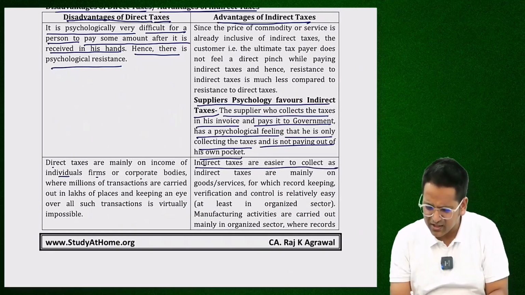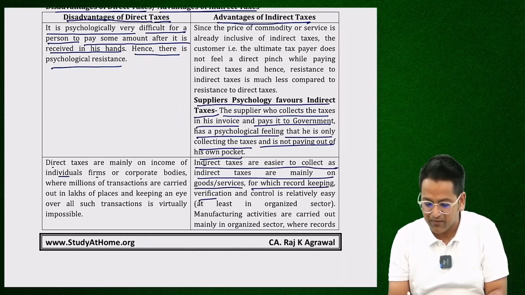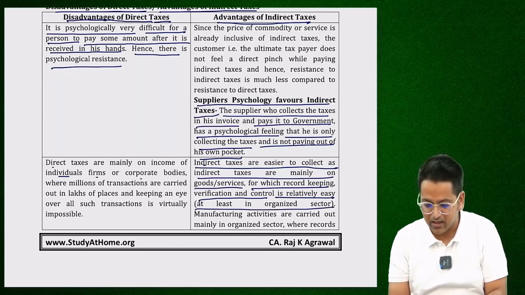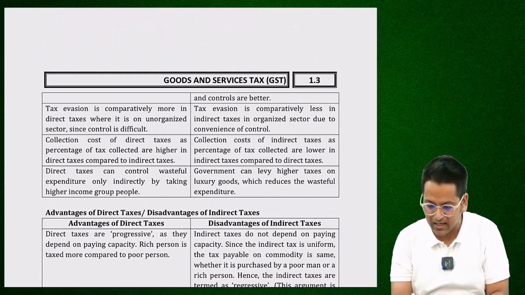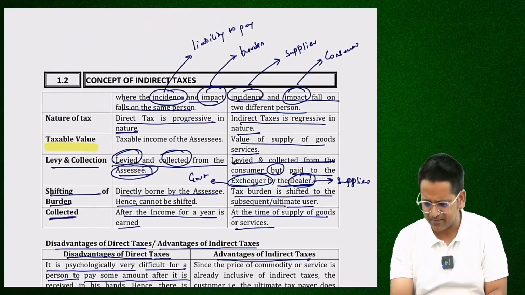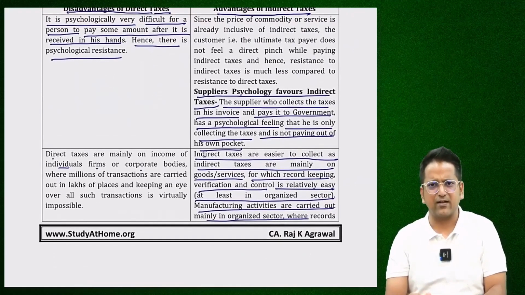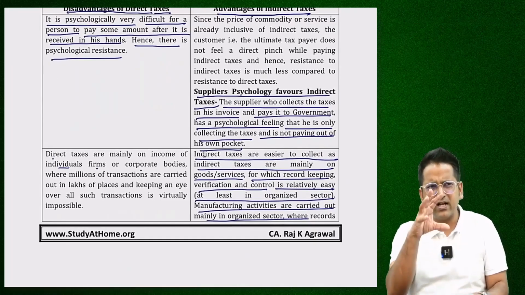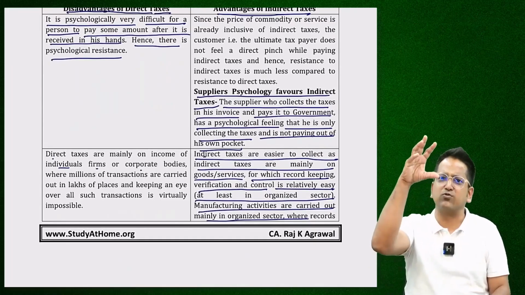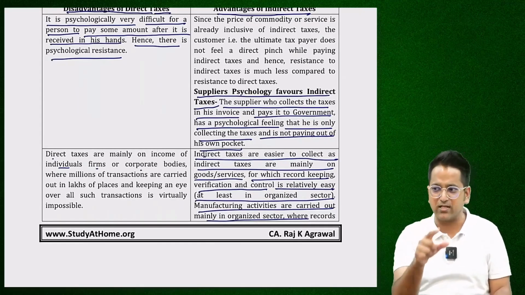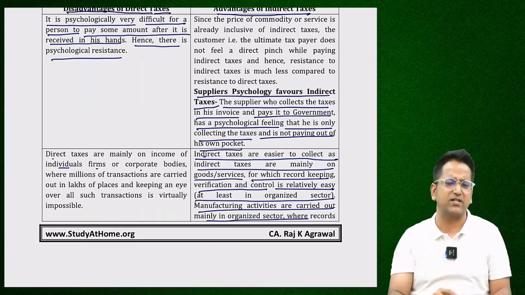Indirect taxes are easier to collect as they are mainly on goods and services, for which record keeping, verification and control are relatively easy, at least in the organized sector. Manufacturing activities are carried mainly in the organized sector where records and controls are better, right? So indirect taxes are levied on goods and services. Okay? And if we discuss goods specifically, then goods movement begins with the manufacturer, then moves to the wholesaler, the retailer, and finally to the consumer.